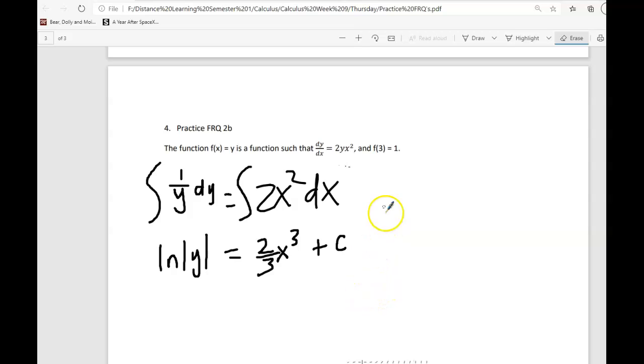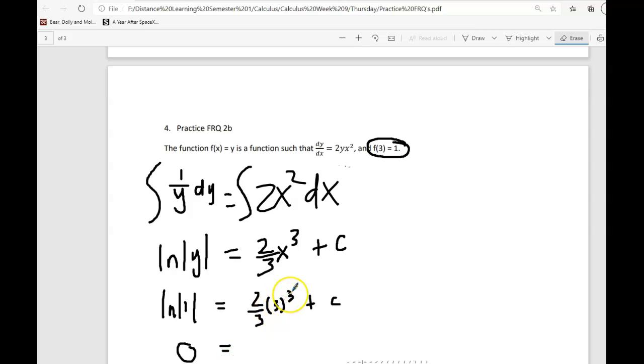All right. Now we want to find our initial condition. And this is the step where you're going to plug in the values that they give you. So I'm going to plug in 1 for y. And I'm going to plug in 3 for x. So I can solve for c. Now ln of 1 is 0.